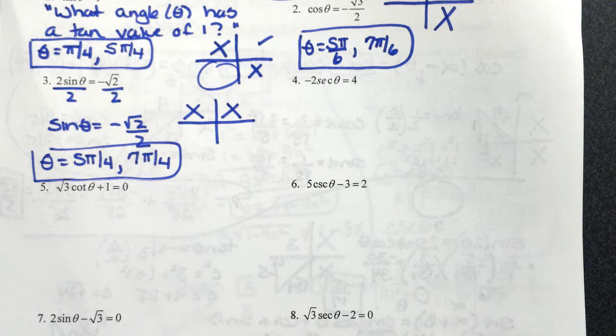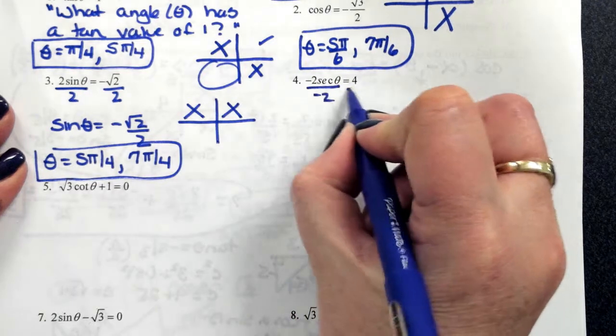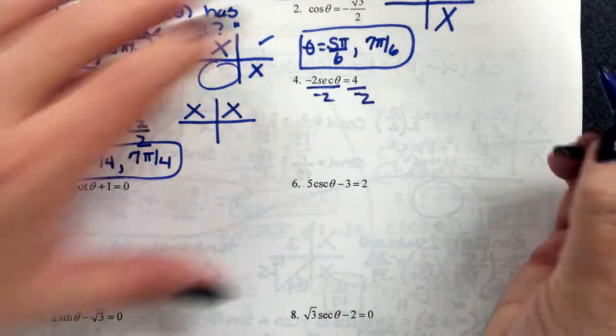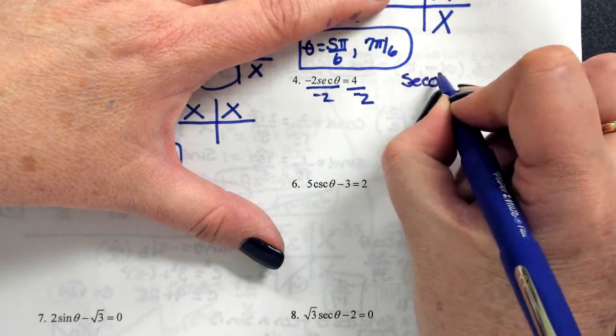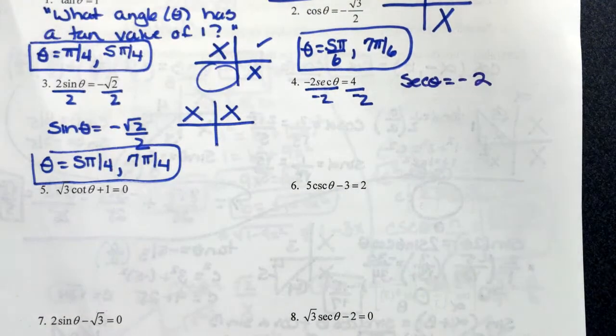All right, let's take a look at 4. Is the secant of theta by itself? No. So what do we have to do first to get secant by itself? Divide by negative 2. So then the secant of theta is equal to negative 2.